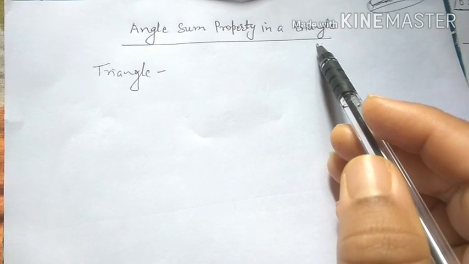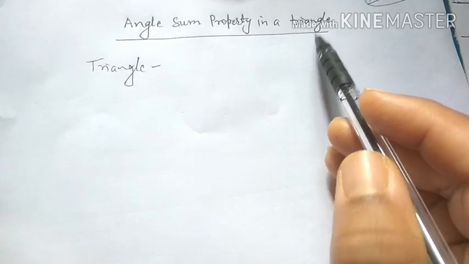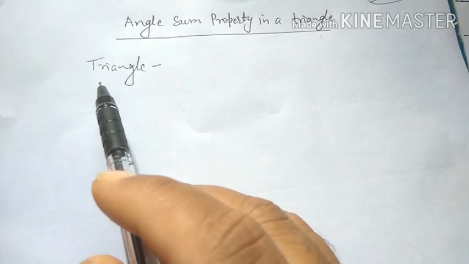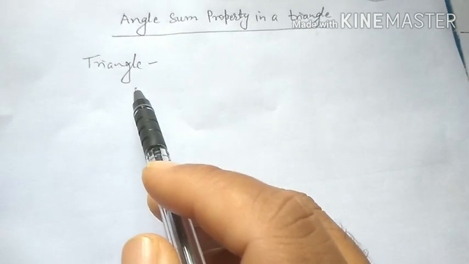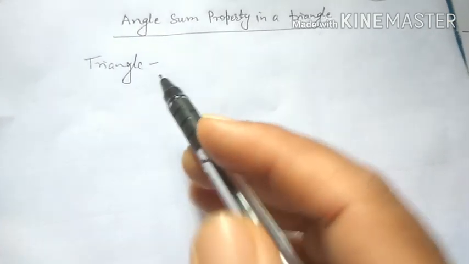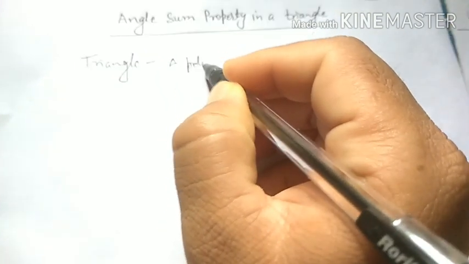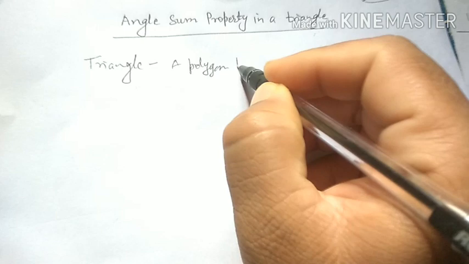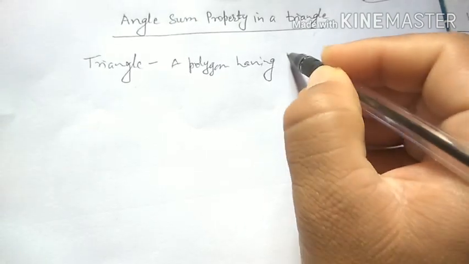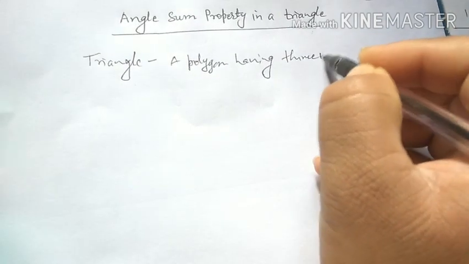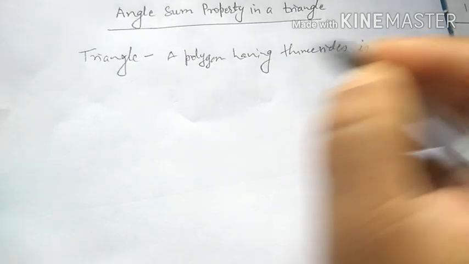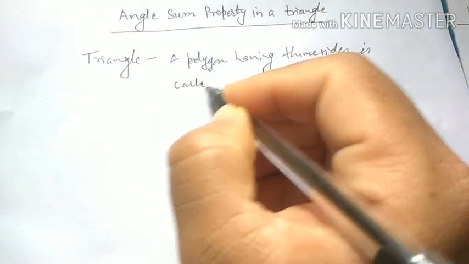Okay, now before this we are going to discuss some definitions. So first is triangle. What is a triangle? A triangle is, we say, a polygon having three sides. A polygon having three sides is called a triangle.